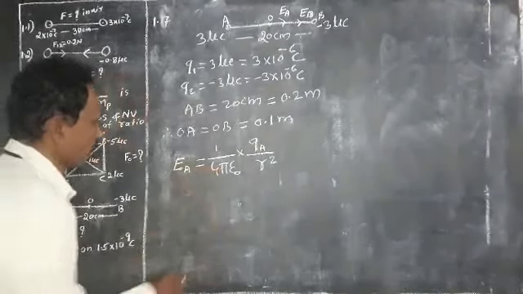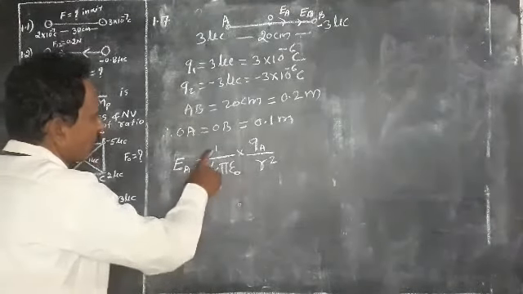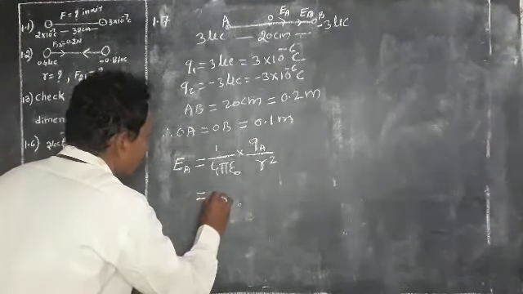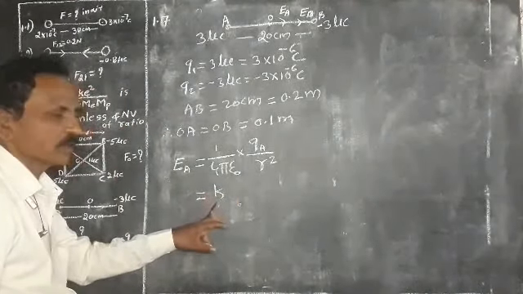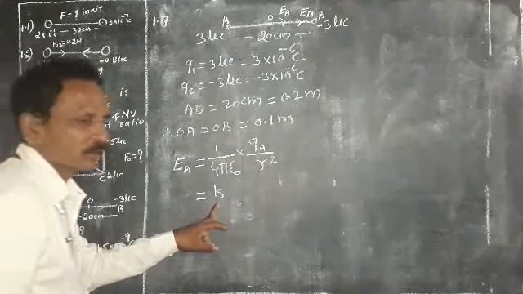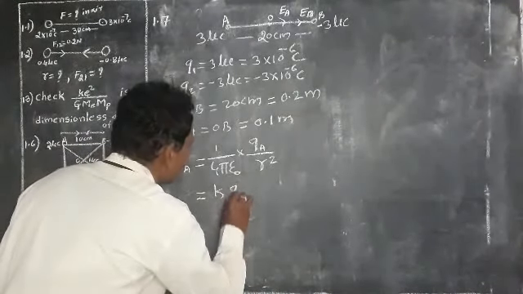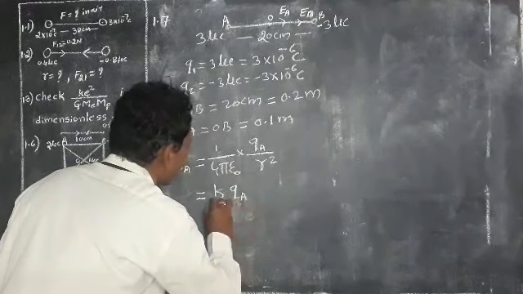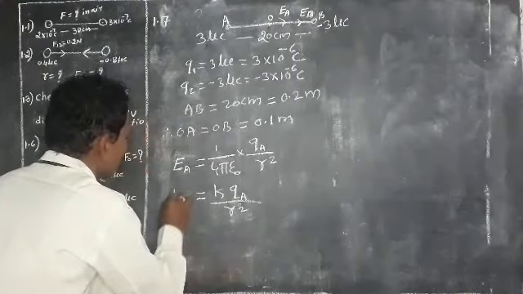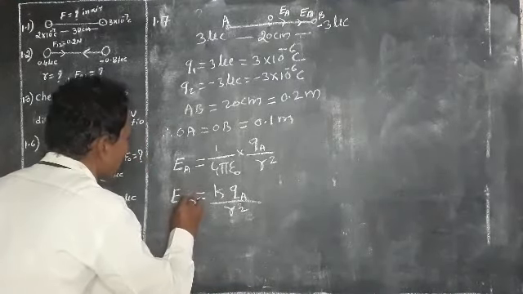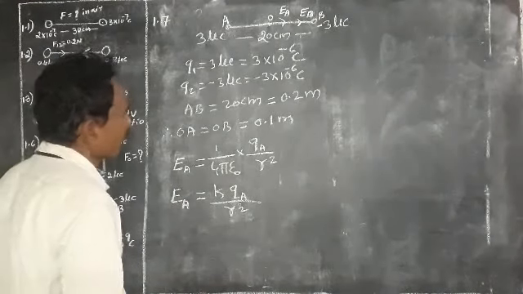Or it can also be written as, since it is placed in air medium, therefore 1 upon 4 pi epsilon naught is also equal to K, that is Coulomb's constant, and its value is 9 into 10 raised to 9 Newton meter square per Coulomb square. K into QA upon R square. That is electric field at O due to the charge at A. Now substitute the values.